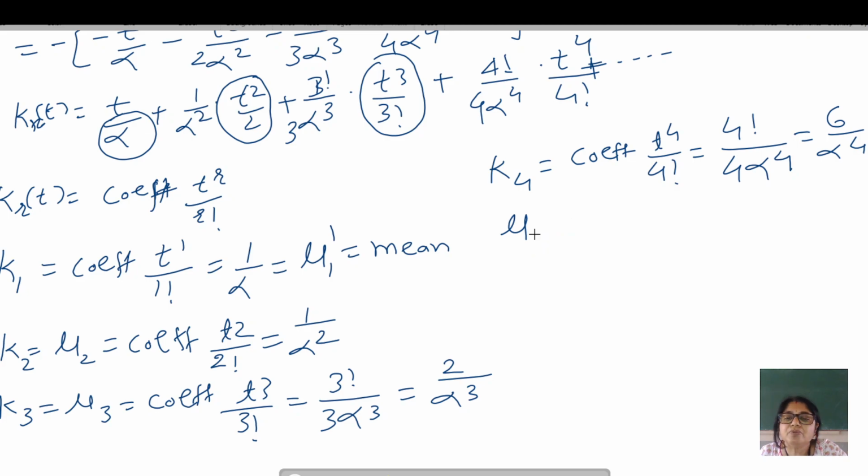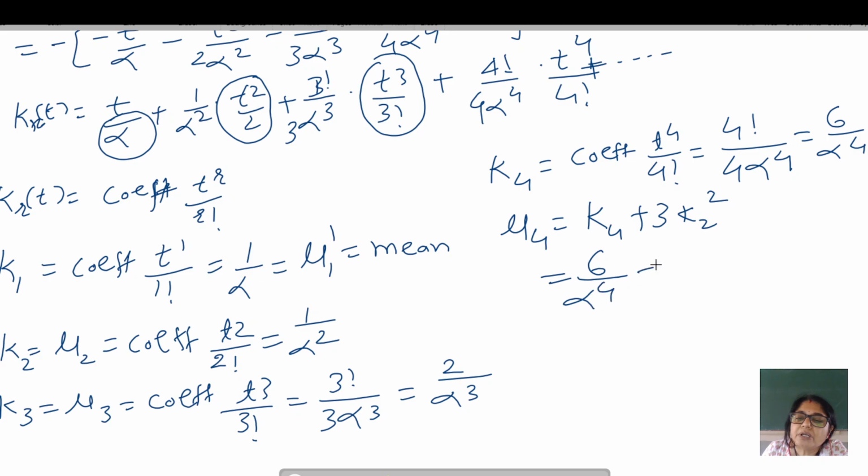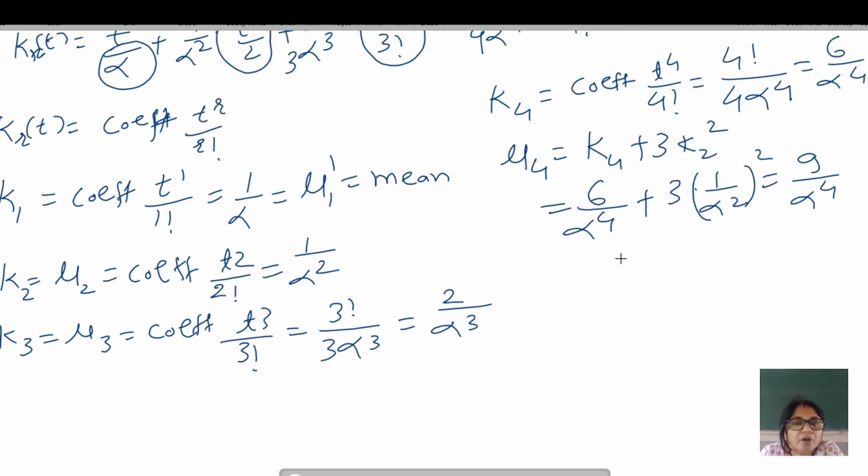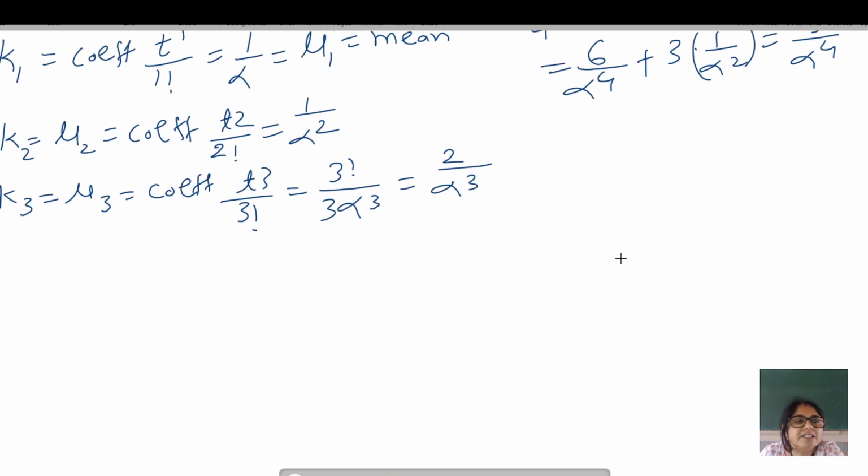Mu4 we will find by using the fourth cumulant, that is K4 plus 3 K2 square. So it will come 6 by alpha to the power 4 plus 3 into (1 by alpha square) whole square. So it will come 9 by alpha to the power 4. So all four central moments we have calculated. Now we will find out the coefficient of kurtosis and skewness using all this, right?